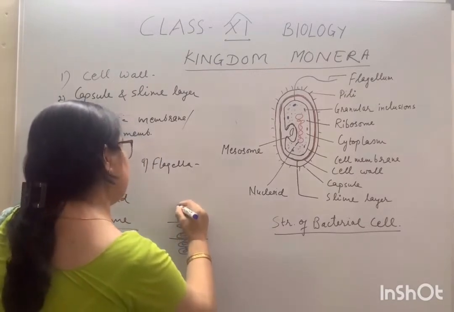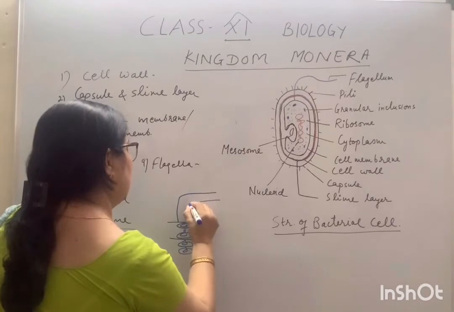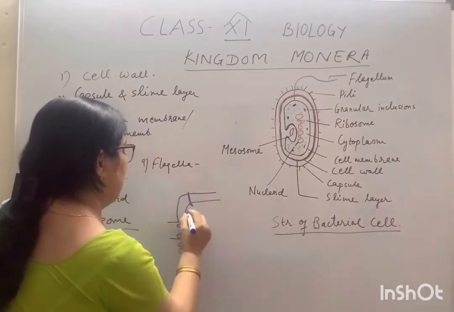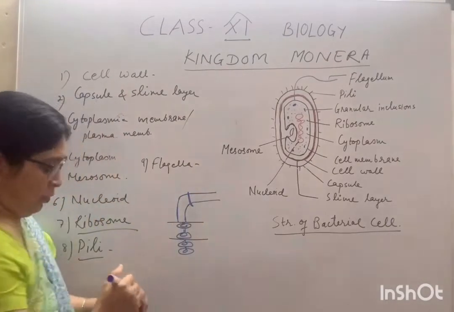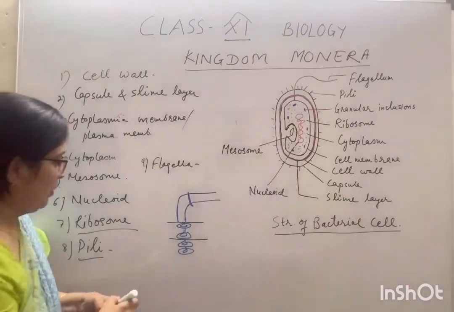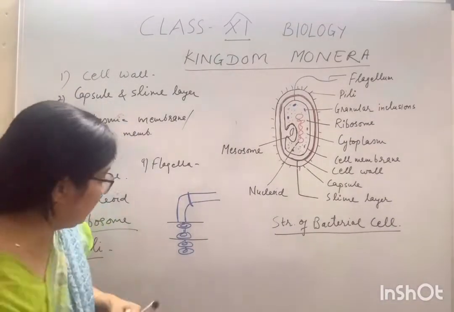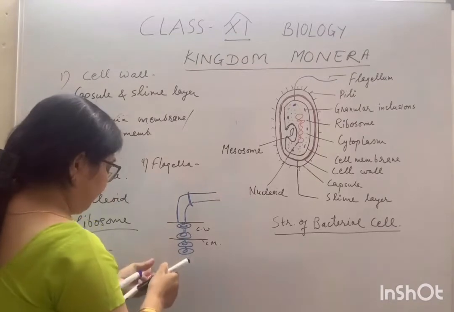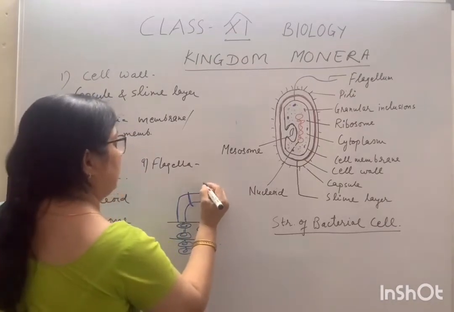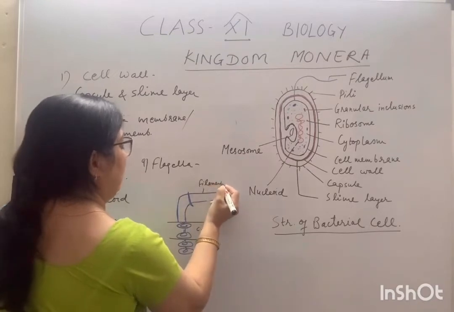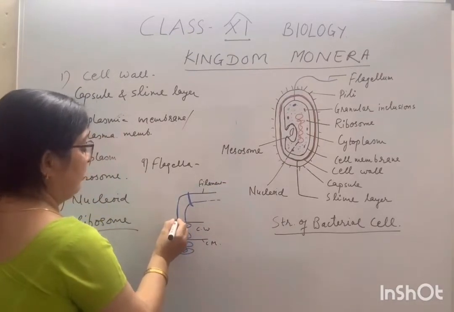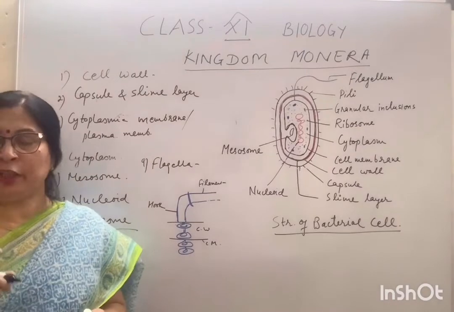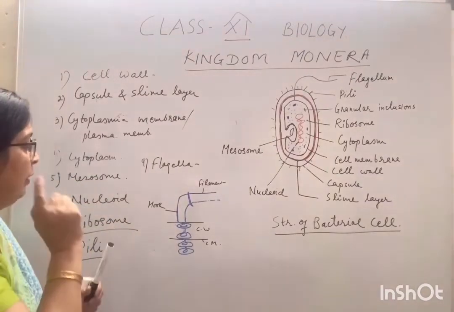Now, if you see the structure, this part, you can see this is cell wall and this is cell membrane, and this part is filament. This is filament. This is basal body. This is basal body and this is hook. The flagella is divided into three parts: basal body, hook and filament.